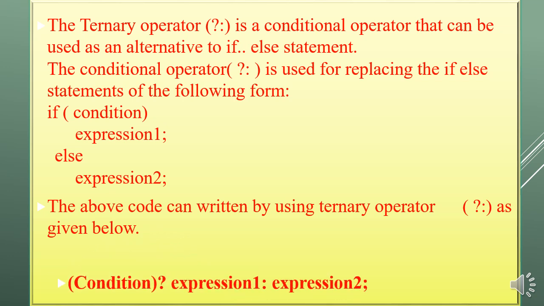So this is the format of the ternary operator. All of you must be attentive here. You have to learn the format of the ternary operator thoroughly. The format is first condition. The condition is tested. Then question mark, then comes expression 1, colon. After expression 1 is not semicolon, colon. Next comes expression 2, semicolon.